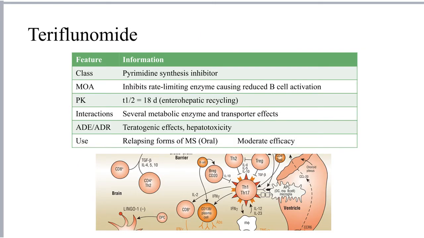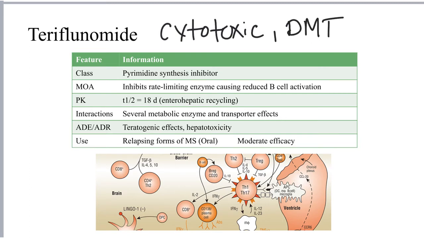The next two agents are considered cytotoxic drugs. These are agents that are actually borrowed from the cancer field, and they have cytotoxic effects on immune cells, given that immune cells are a type of rapidly dividing cell. Because of that, they also have significant side effects. The first of these cytotoxic agents is teriflunomide. It is a member of the class of pyrimidine synthesis inhibitors. And specifically, it is inhibiting the rate-limiting enzyme in the synthesis of pyrimidine bases.